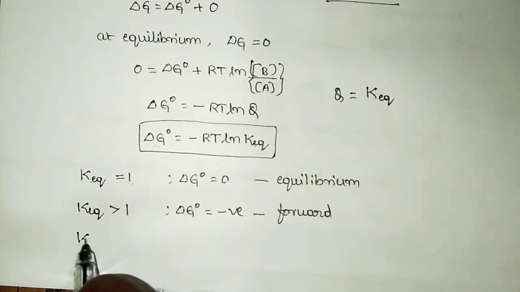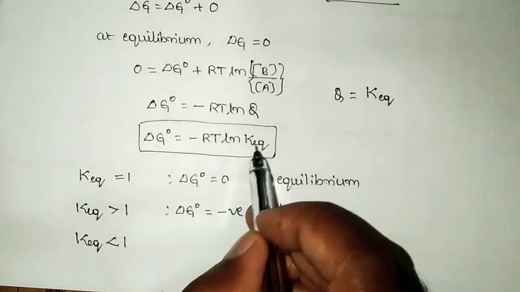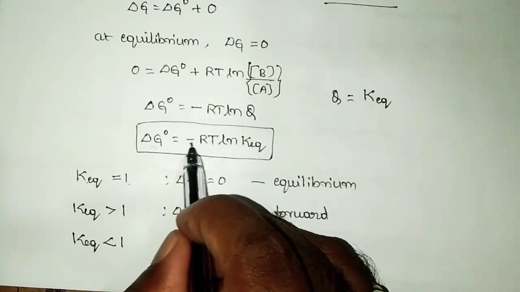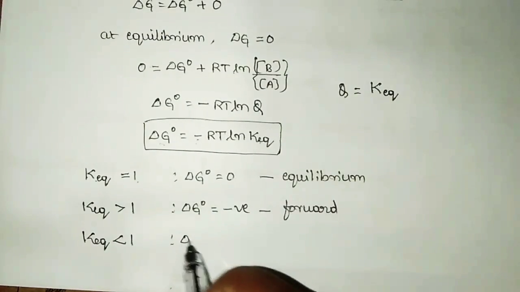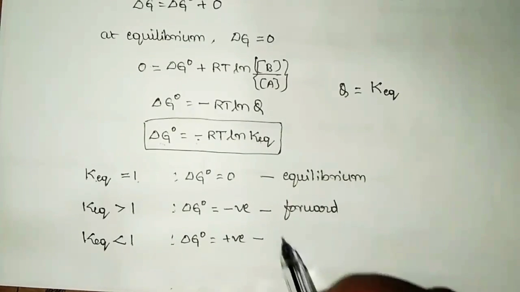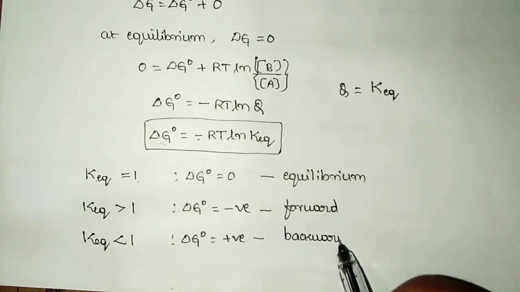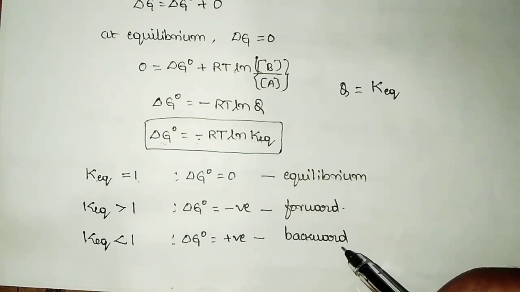And if the value of KEQ, that is the equilibrium constant, is less than 1, then ln KEQ will have a negative value. So minus is already here. So here also, minus into minus you will be getting plus. So delta G value will be positive. Then the reaction is more favored to occur in the backward direction. So this is thermodynamically favored. This is a thermodynamically not favored reaction.